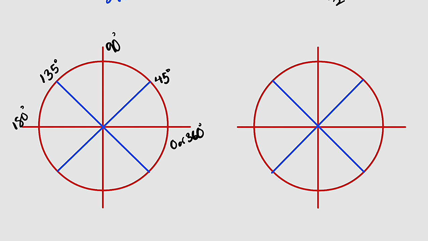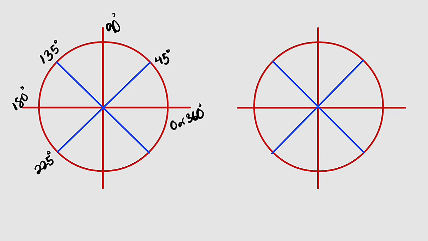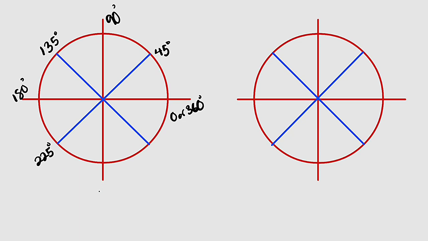If you multiply by 5, you have 225 degrees. If you multiply by 6, you have 270 degrees. If you multiply by 7, you have 315 degrees. If you multiply by 8, you have 360 degrees round a cycle. So what about the radians? If you start here, you have either 0 radian or 2 pi radian.